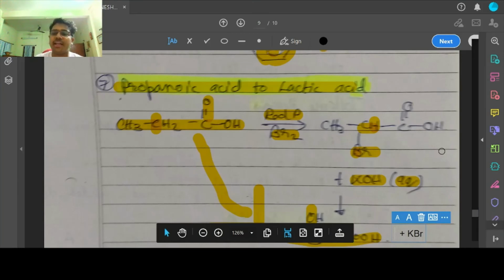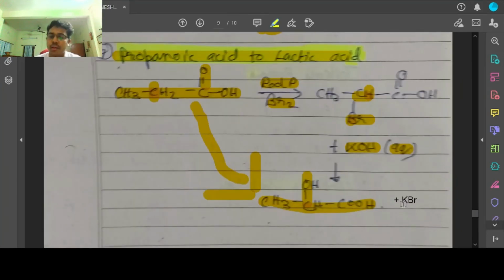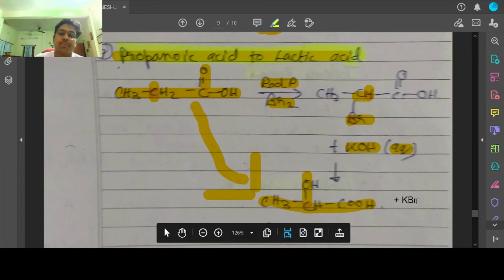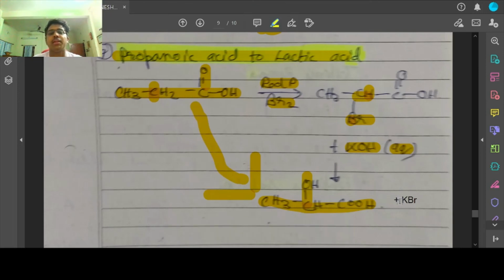Why haven't I written KBr? Because it's a side product, not the main product. Our main aim was to convert propanoic acid to lactic acid, not to form KBr. We have reached there, so I haven't written it. But for the sake of your answer, you can write it, it becomes more perfect. So propanoic acid on Hell-Vollard-Zelinsky reaction forms this compound.